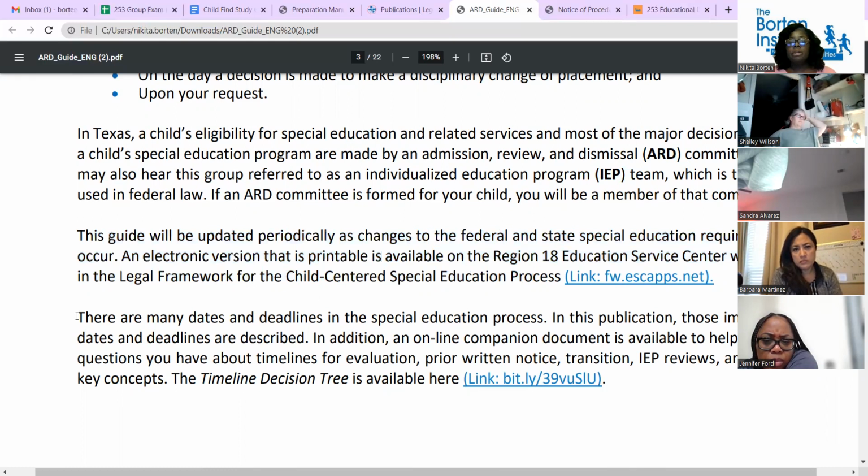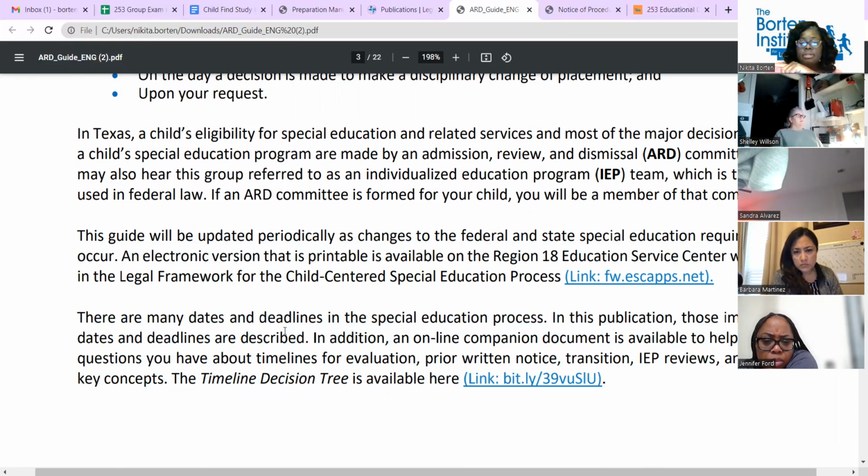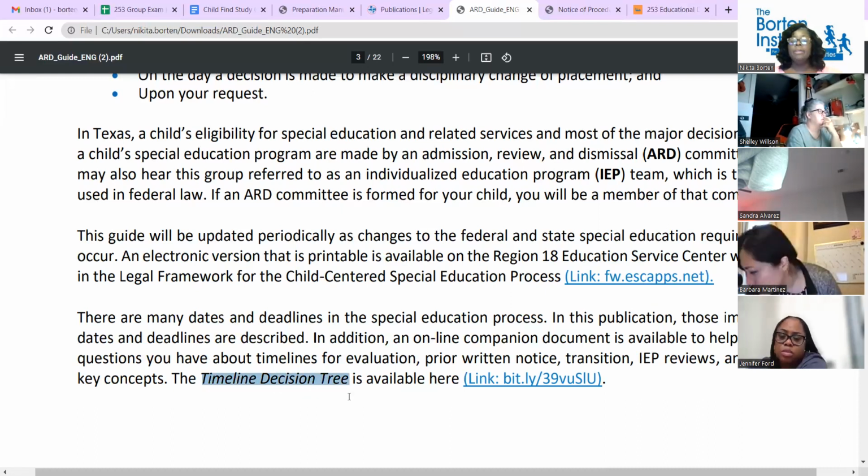Okay, now here's where we're going to hang the rest of our time together. There are many dates and deadlines in this special education child find process. Okay, in this publication, those important dates and deadlines are described. In addition to the ones that are listed in this guide for the parent, there's an online companion document. It's also available to help you answer questions about timelines for evaluation, prior written notice, and so on. It is called the timeline decision tree, AKA the new diag Bible.